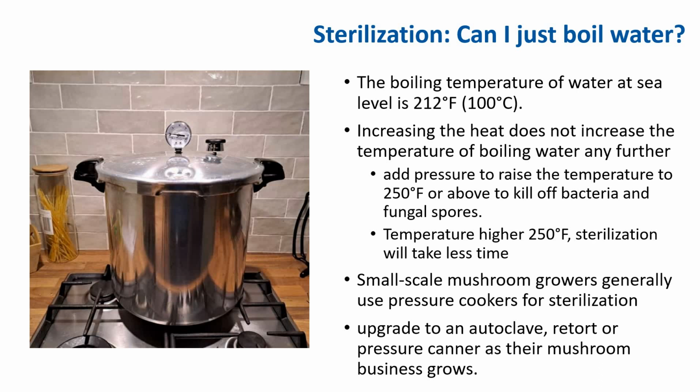So most mushroom growers will need 15 psi of pressure to increase the temperature of steam to 250 Fahrenheit or 121 Celsius. If you have equipment that can increase the temperature higher than this, sterilization will take less time. Small-scale mushroom growers generally use a pressure cooker for sterilization and upgrade to an autoclave, retort, or pressure canner as the mushroom business grows.